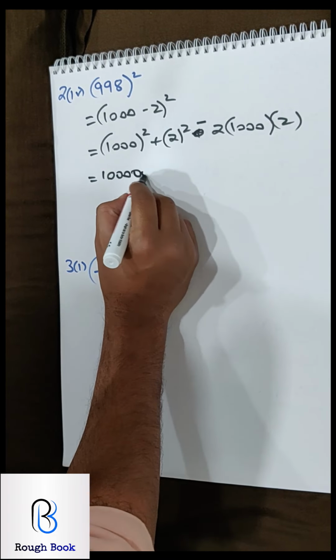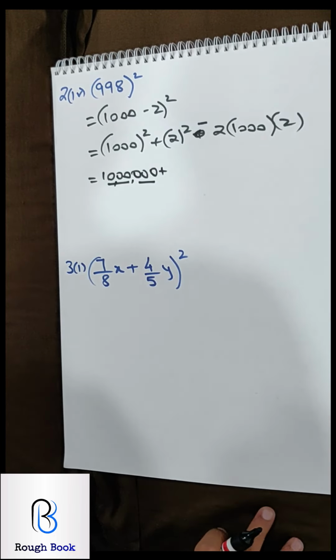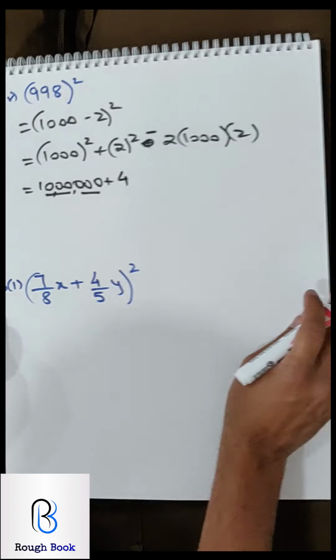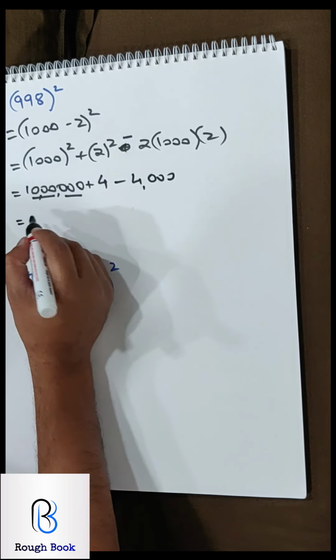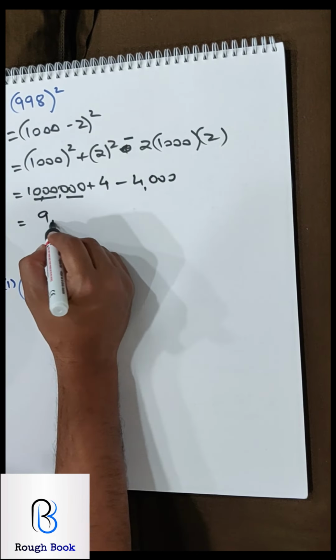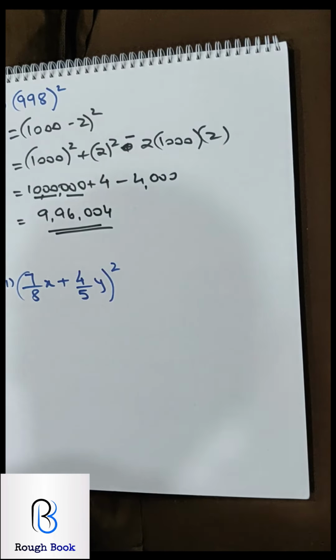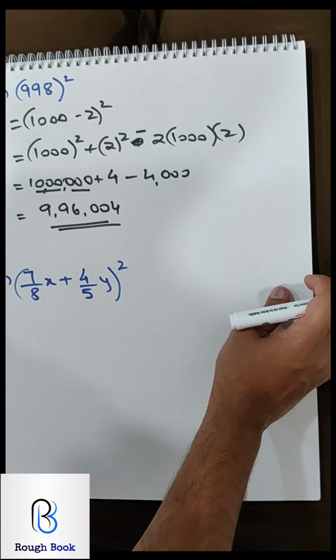So 3 zeros twice, once and twice. Put proper commas, so it becomes 10 lakhs plus 4 minus 4,000. So I'll have 10 lakhs minus 4,000. That will be 9 lakhs 96,000 and 4. That's how you can do the mental math, and automatically you will get the correct answer. Come on, go to the next one.